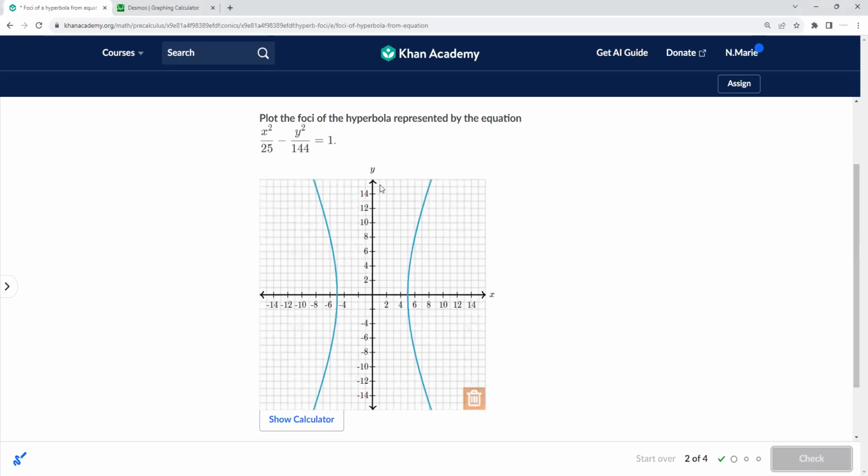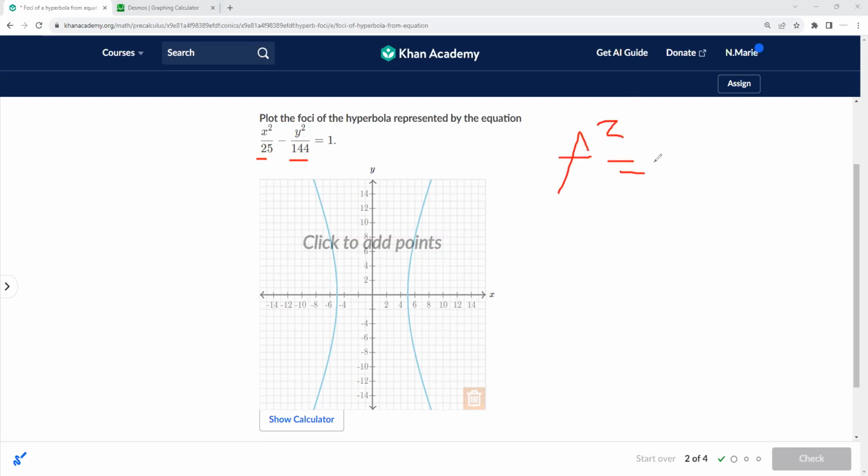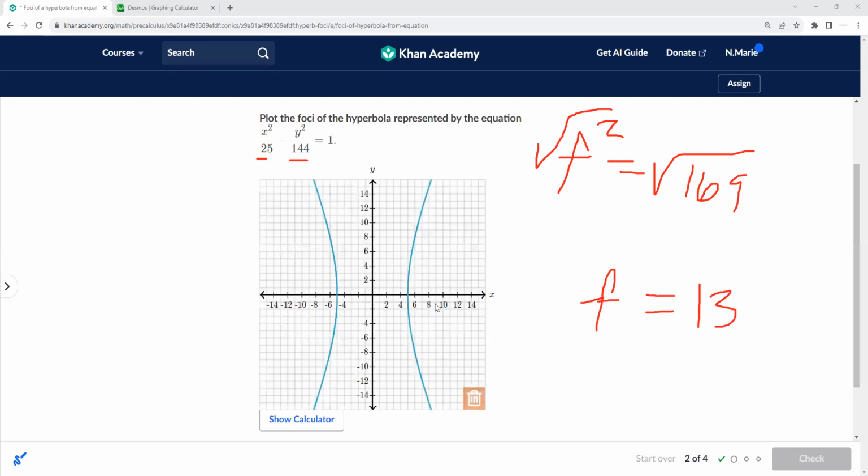All right, so for this one, we have the actual graph, which you can visually see now. So you want to add these two numbers together, right? F squared equals 25 plus 144, so F squared equals 169. If we take the square root of both sides, we get F equals the square root of 169, which is 13. And so x comes first, so it's on the x-axis.